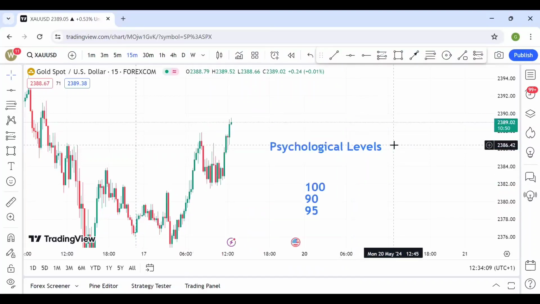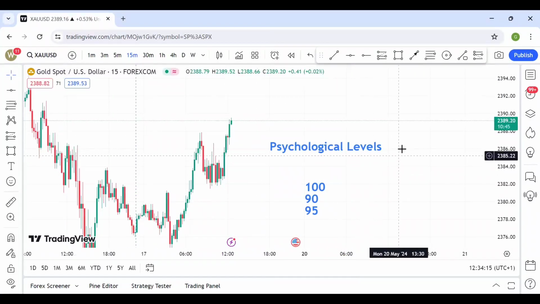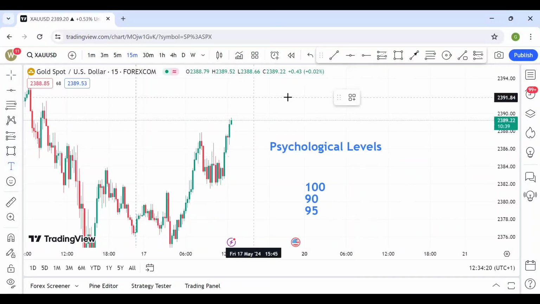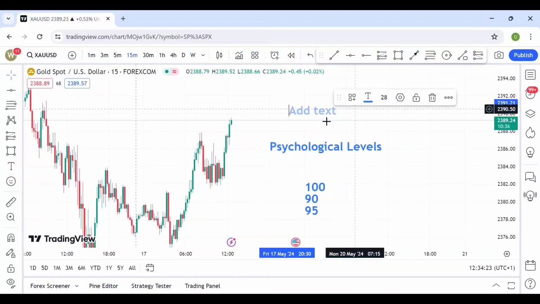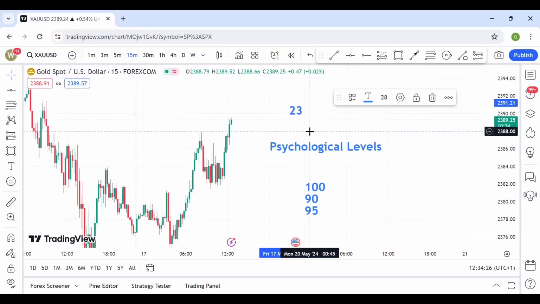Now, let's say the chart you have here is gold, XAUUSD, and you are buying gold at 2370.00. Your stop loss is going to be below the price, which is 2365.00. That is the nearest round number to 2370.